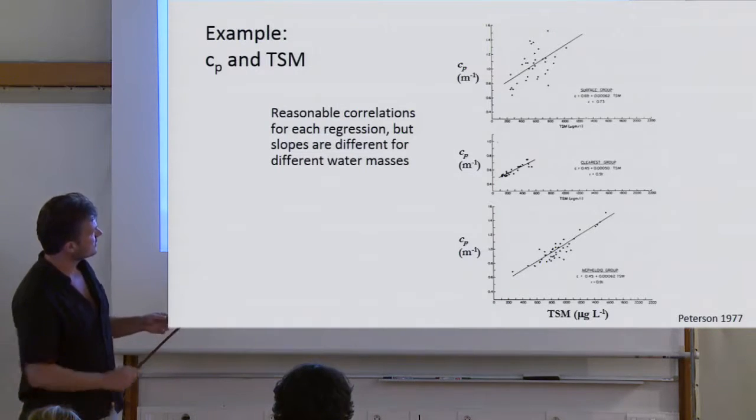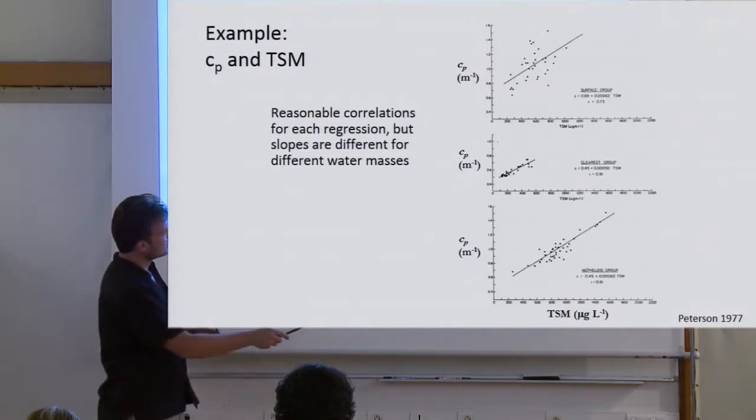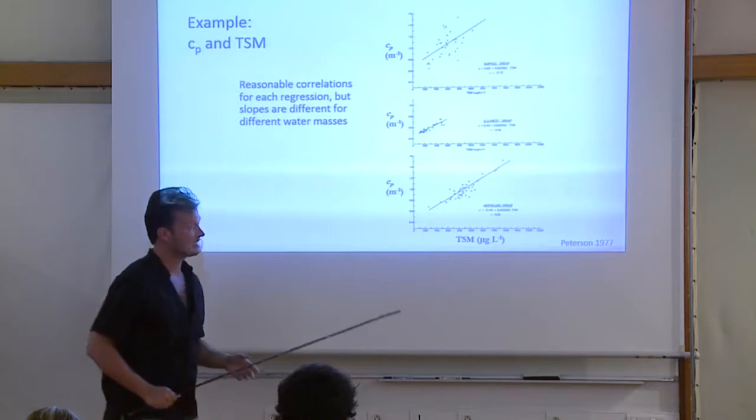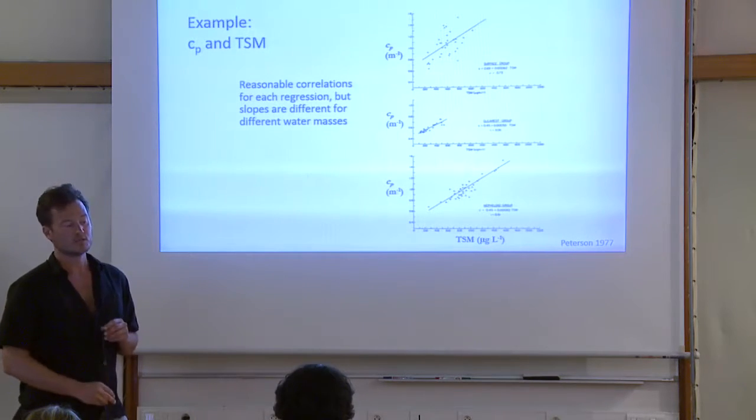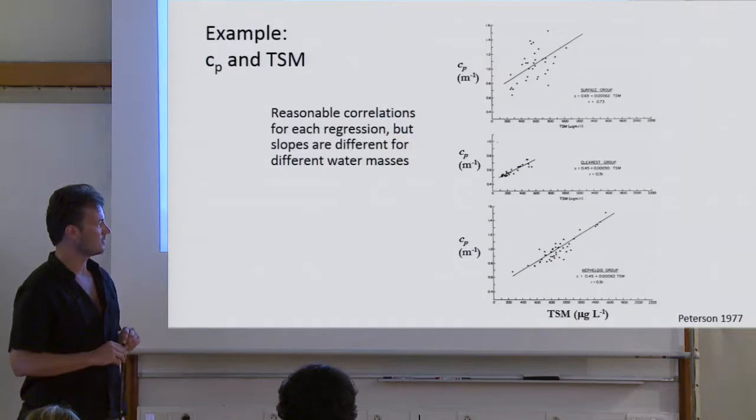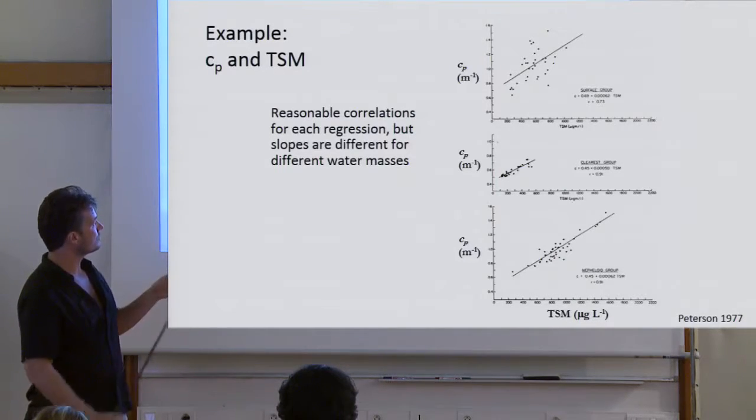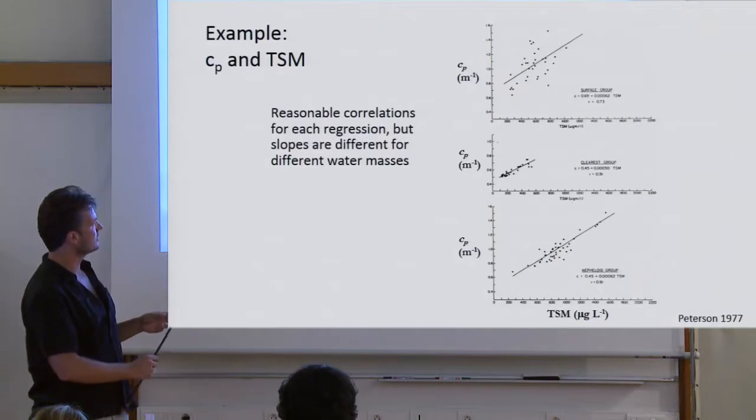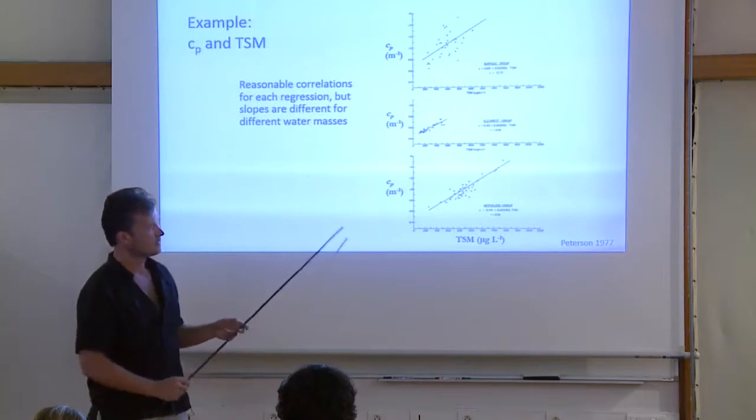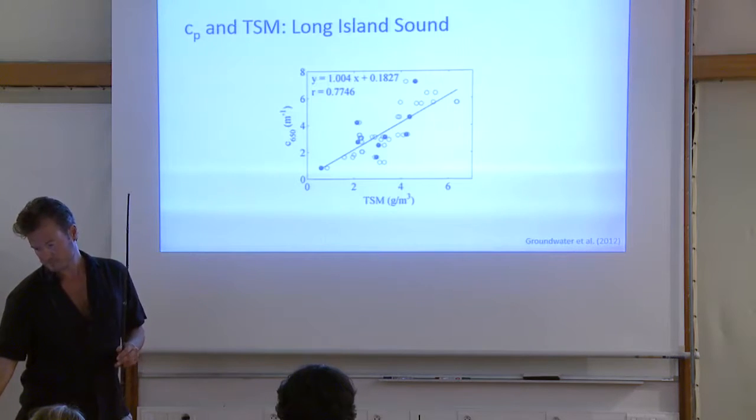Here are some examples of total attenuation versus TSM. This is Peterson, 1977. This was at Oregon State, working with Ron Zaneveld with one of the first transmissometers. There are reasonable correlations for each regression, but again, in different water masses you would get different slopes.